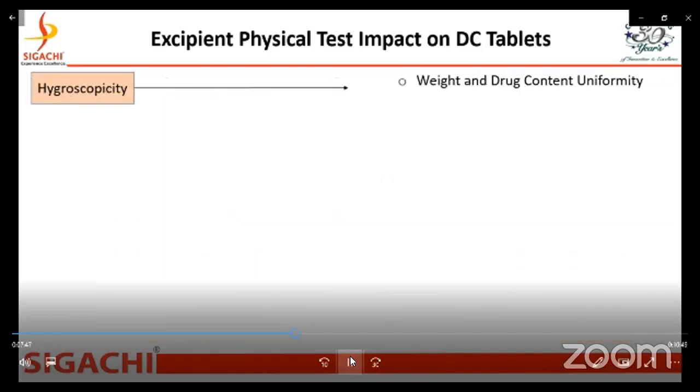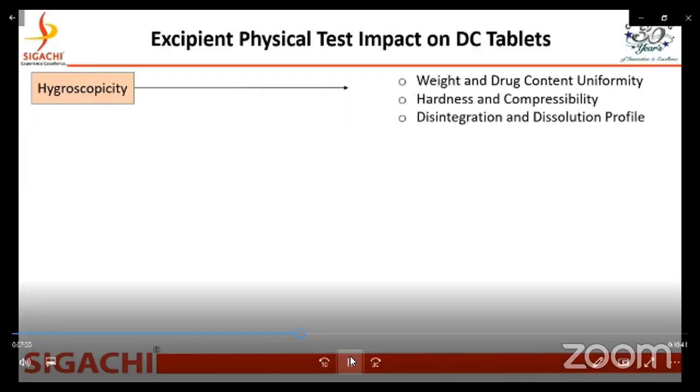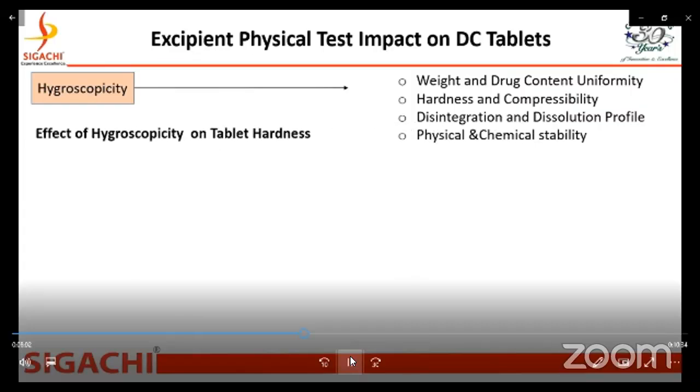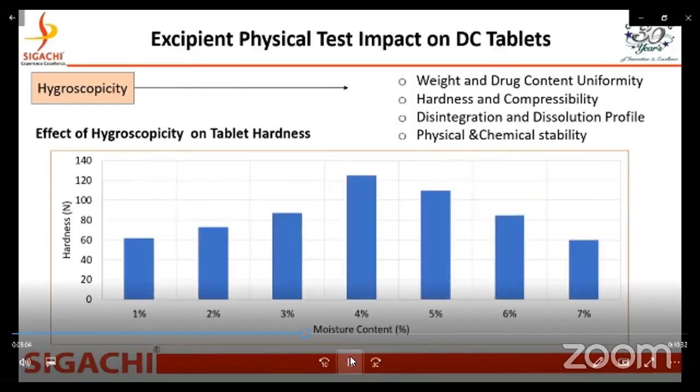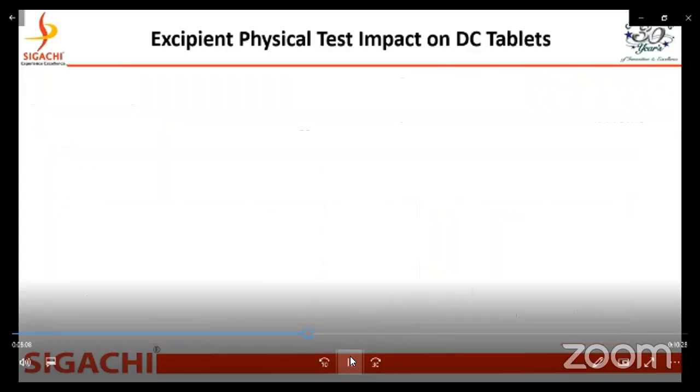Hygroscopy. If material is hygroscopic, it affects the weight and content of drug uniformity, also affects the hardness and compressibility, affects the disintegration and dissolution profile of tablets, also affects the stability of drugs. Graph indicates that 4 to 5% moisture gives better hardness.